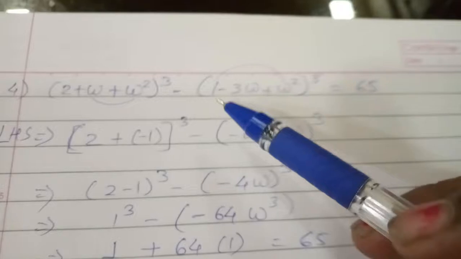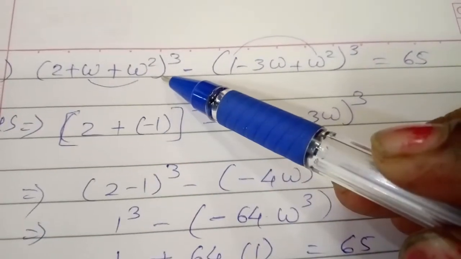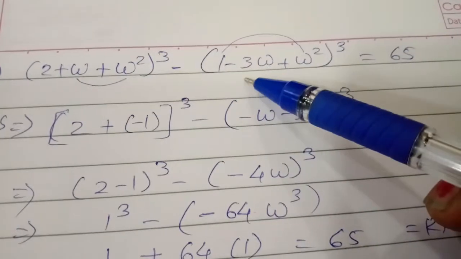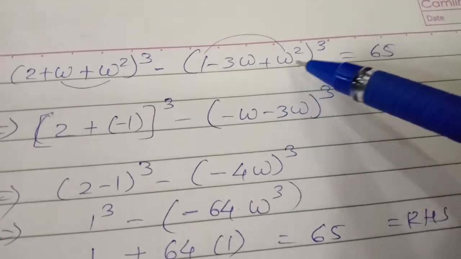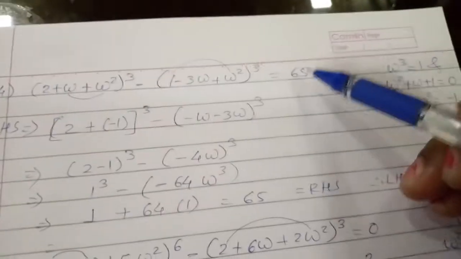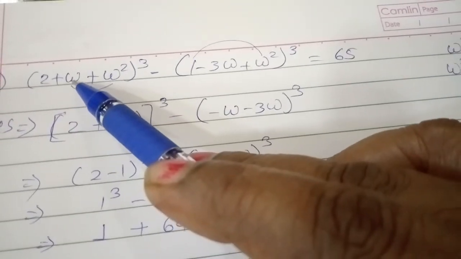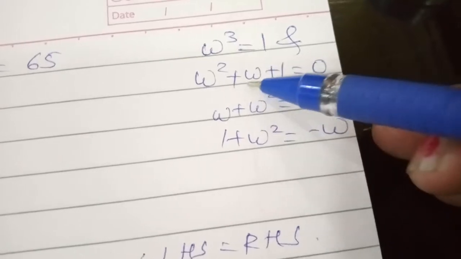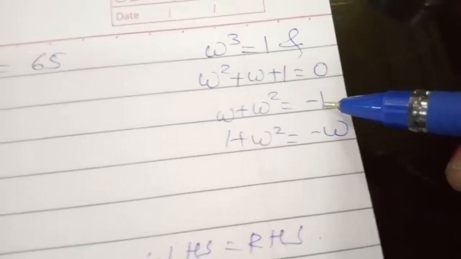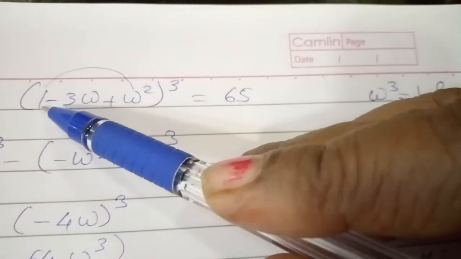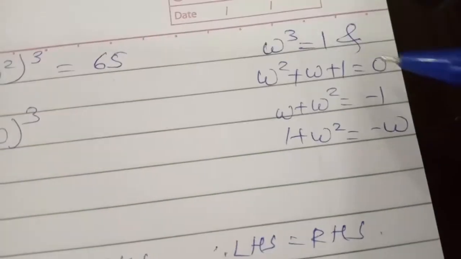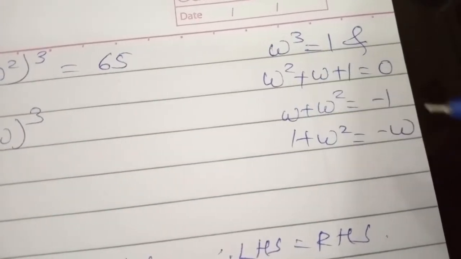Now see the fourth example. (1 plus omega square) bracket cube minus (1 minus 3 omega plus omega square) bracket cube is equal to 65. Again here in this bracket we see that it is omega plus omega square, and we can easily find this value. Omega plus omega square ka value hota hai -1, and in the second bracket 1 plus omega square, so 1 plus omega square ka value hai minus omega. I am going to put down these values.